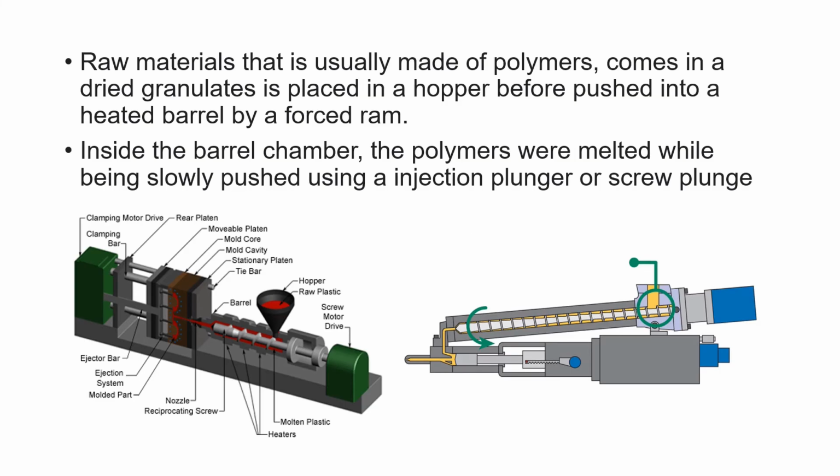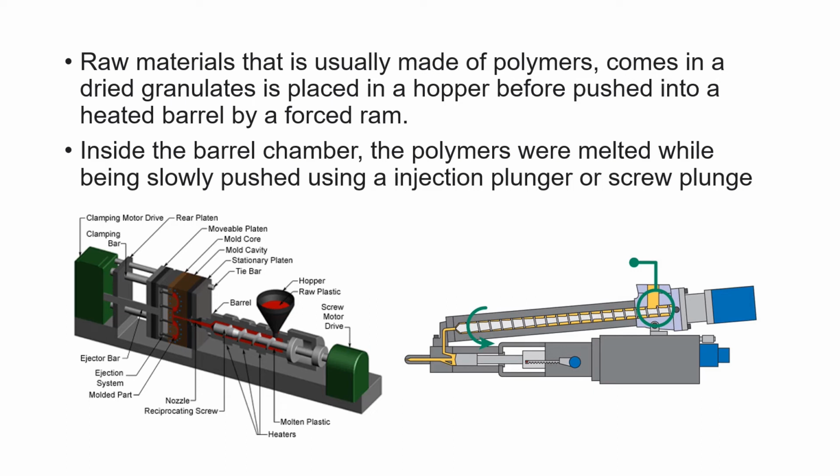It starts with the raw materials, usually made out of polymers, which come in the form of dry granulates and are placed in a hopper, as you can see on the left figure, before entering the heated barrel by a force ram.